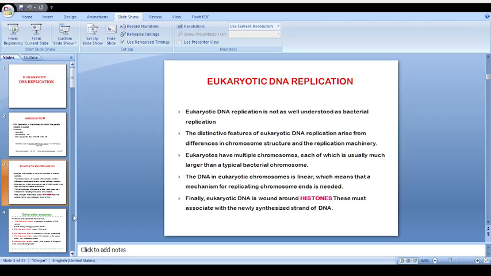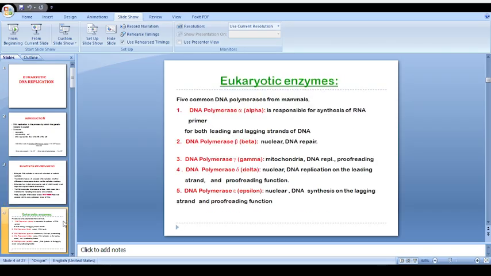So we must know the enzymatic machinery necessary for the process of replication. Unlike our prokaryotic system, where we have only 3 polymerases, 1, 2 and 3, majorly involved, in the eukaryotic system 5 common enzymes are available for replication, that is DNA polymerase alpha, beta, gamma, delta and epsilon. The alpha is responsible for synthesis of the RNA primer. It is similar to primase, which is available in the prokaryotic system.